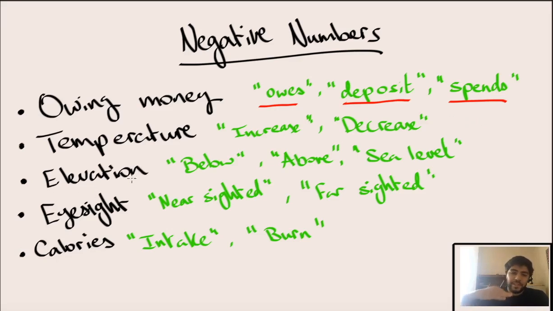Elevation. This is how high you are above sea level. Sea level is 0, or maybe you can have your own ground level that's 0. You can make your own situation, and you can use words like above and below. Eyesight is another one: nearsighted, farsighted. I'm not going to tell you which one's positive and which one's negative. You can look that up. Calories, for example: intake means when you eat, you're taking in calories. When you burn calories, that means you're losing them. And there are hundreds of other situations where you can use negative numbers.